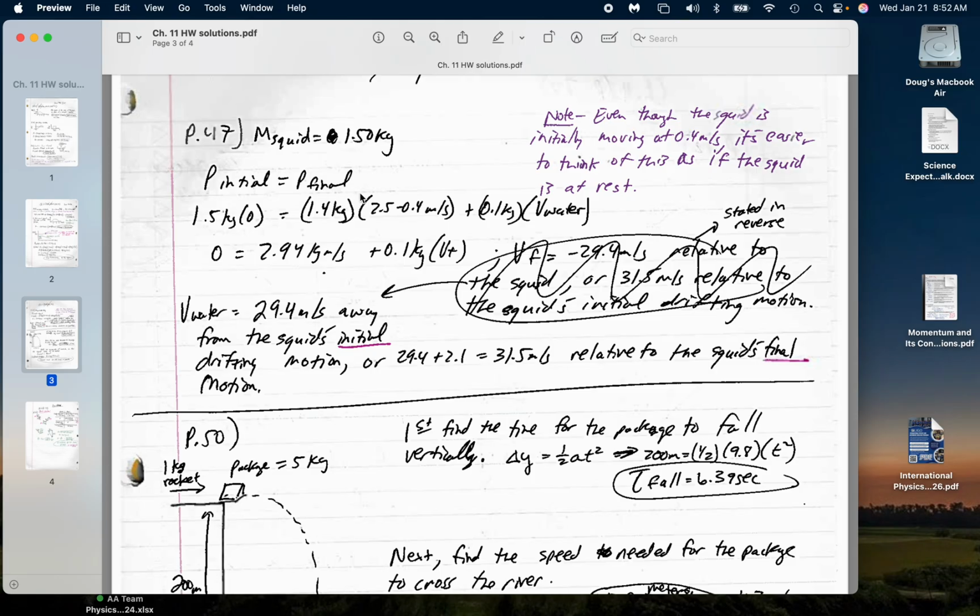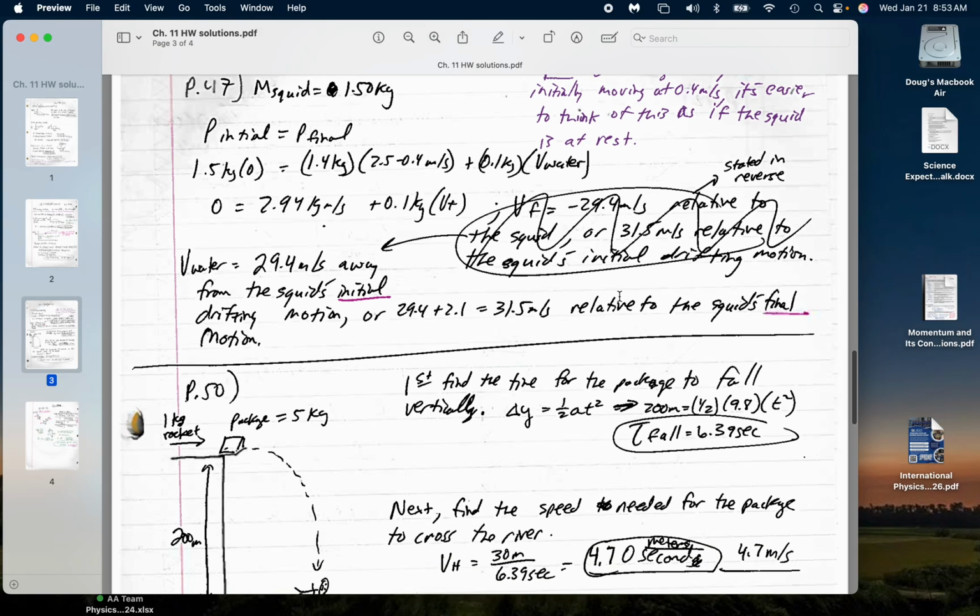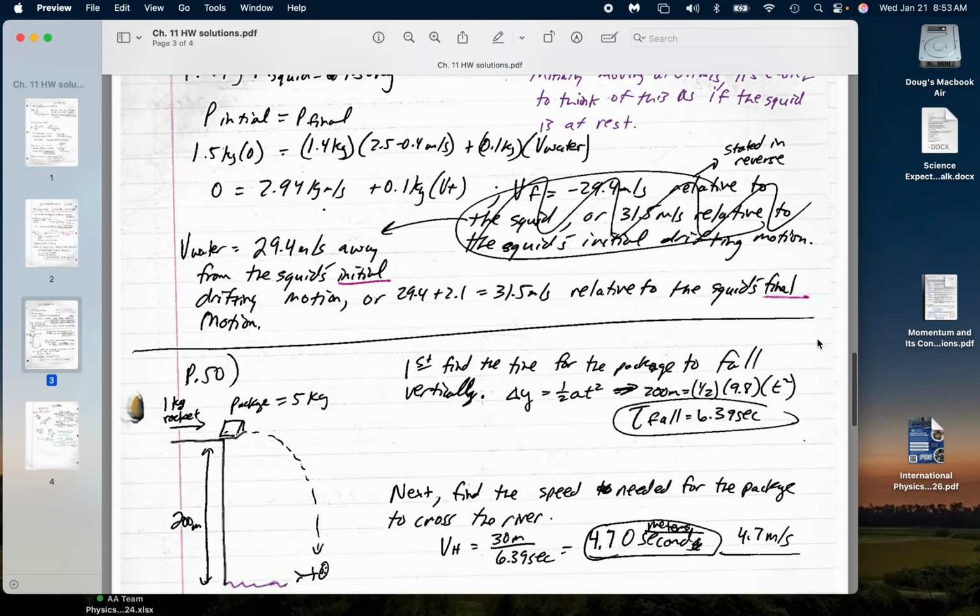Again, a little bit annoying. Basically, it's a conservation of momentum problem. So you could have put this as 0.4 meters per second. I ended up thinking of that as 0. I changed my frame of reference. There are a couple of other ways you could have done that. I think the book answer said 31.5 meters per second relative to the squid's final motion.